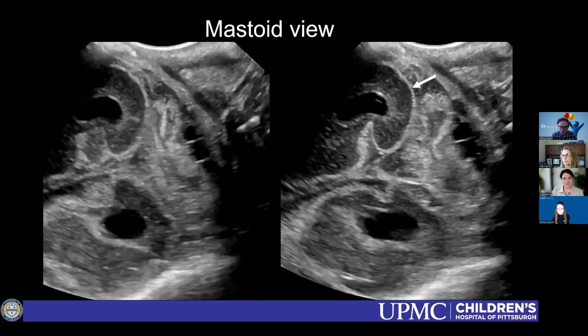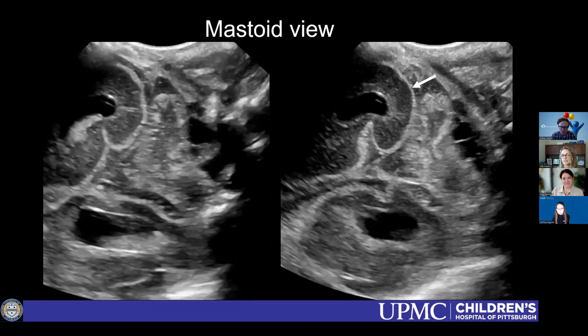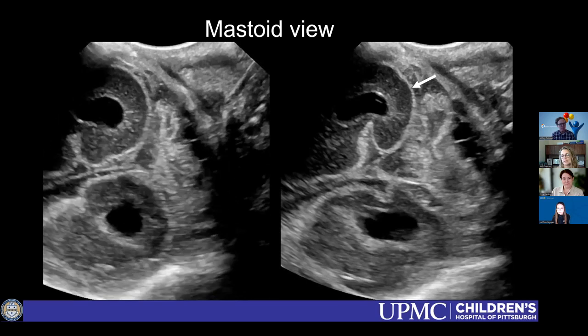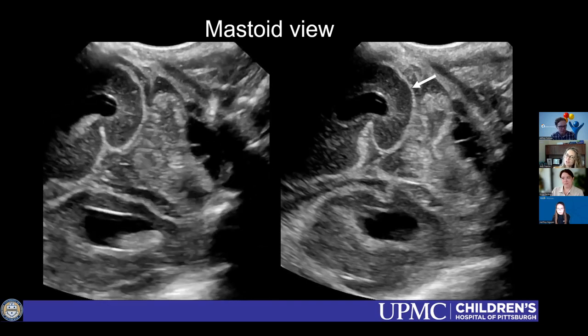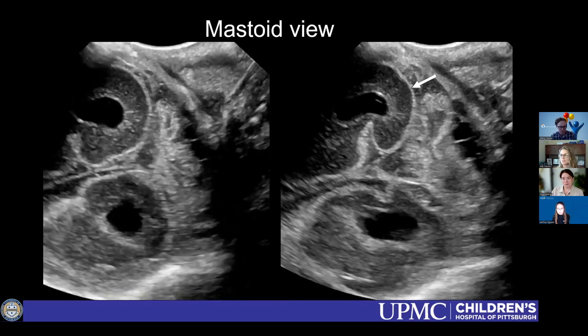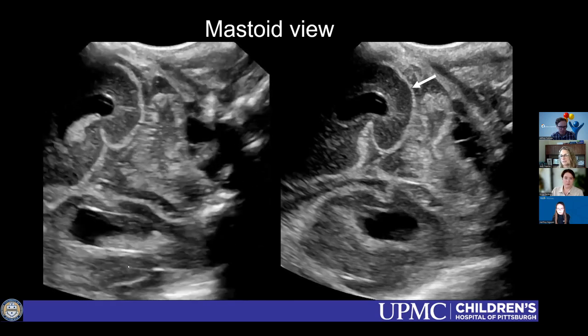Yeah, we've picked up lots of subdural hemorrhage on cines of this mastoid view. You know, are they significant or not? You can get birth-related subdural hemorrhages, but it's still nice to be able to point those out, I feel like.